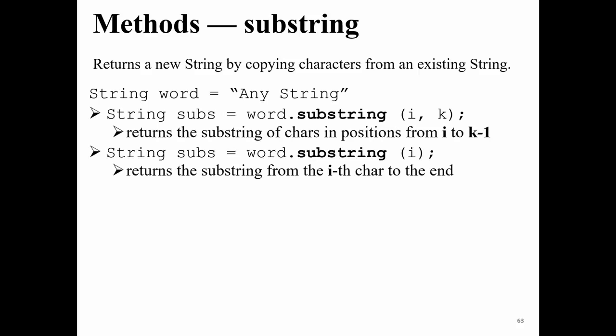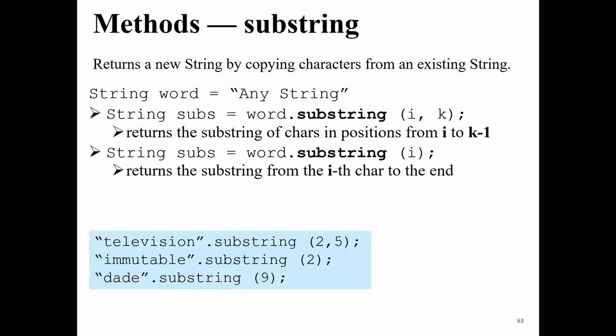I can ask to return a substring. I have the original string, and I would like to return a substring between index i and index k. It will go from i up to k minus 1. This is very important to notice: k is excluded, not included. So if you want from 2 to 7, it will take 2, 3, 4, 5, 6. 7 is not included. You can also call substring with one argument. I want the substring from index i up to the end. It will do that for you.